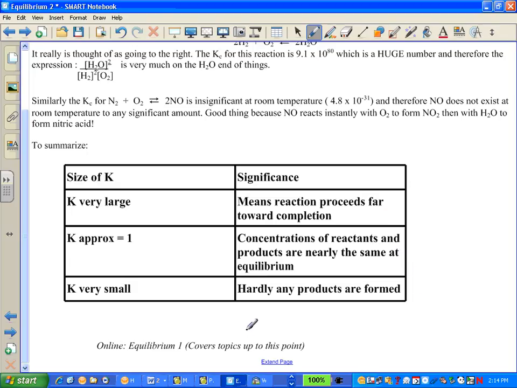At this stage, you were able to complete, and should be able to complete with confidence, the Equilibrium 1 online assignment.